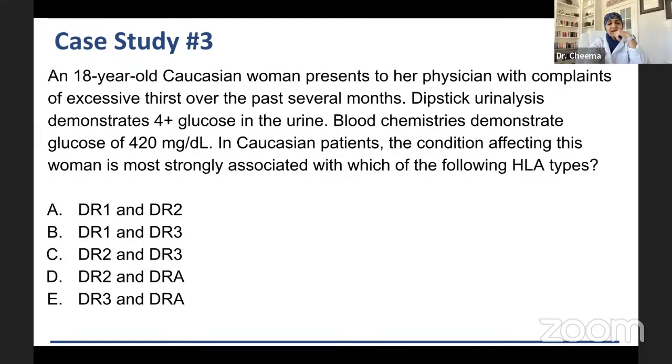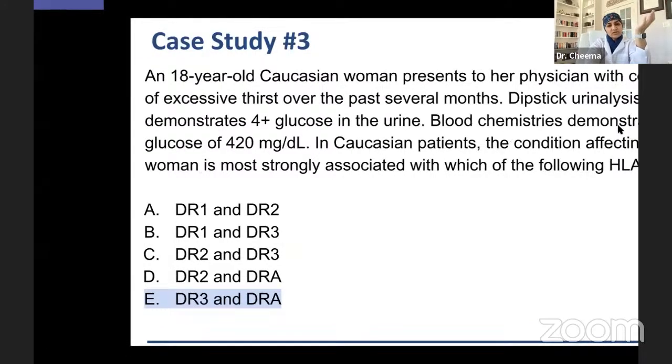So they're asking about the HLA types. So HLA types, as we talk about, human leukocyte antigen is associated with type 1 diabetes. And the correct answer is HLA DR3 and DR4. So basically, this is a typical presentation of type 1 diabetes mellitus. You can see the young patient, typically diagnosed in childhood or during adolescence. And this form of diabetes is most prevalent in patients younger than 30 years of age.